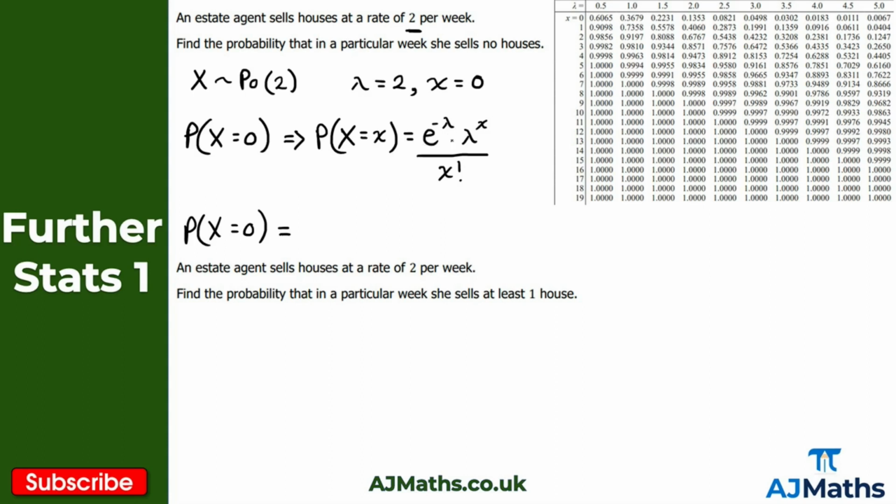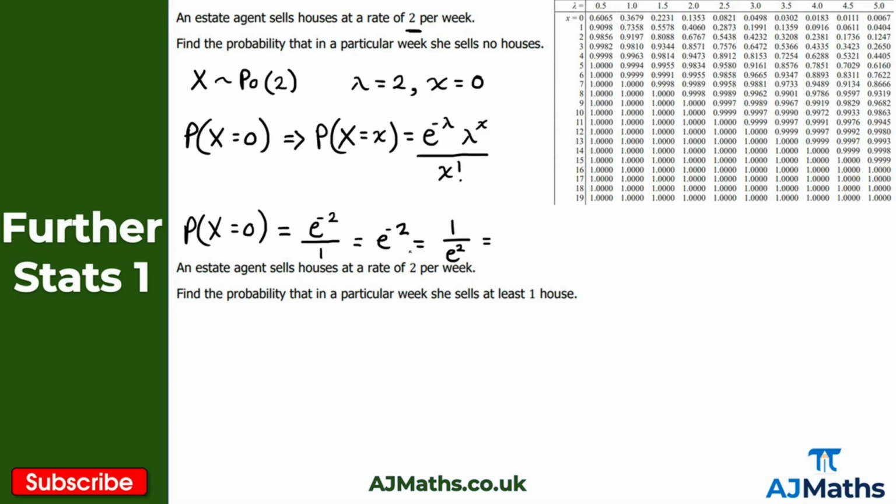So e to the minus lambda, that's e to the minus 2, or 1 over e squared. We times that by lambda to the x, so that's 2 to the power of 0, which is 1. So we'll just leave that as e to the minus 2, and then it's divided by x factorial. Now x factorial in this case is 0 factorial, but 0 factorial is equal to 1. So this is e to the minus 2 over 1, giving us e to the minus 2, which is the same as 1 over e squared.